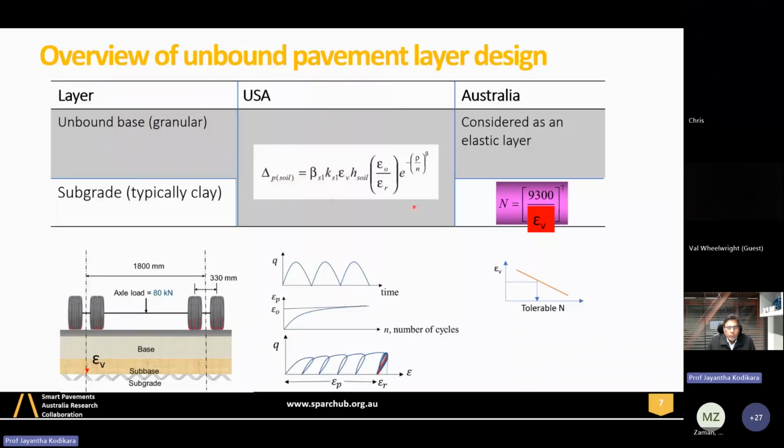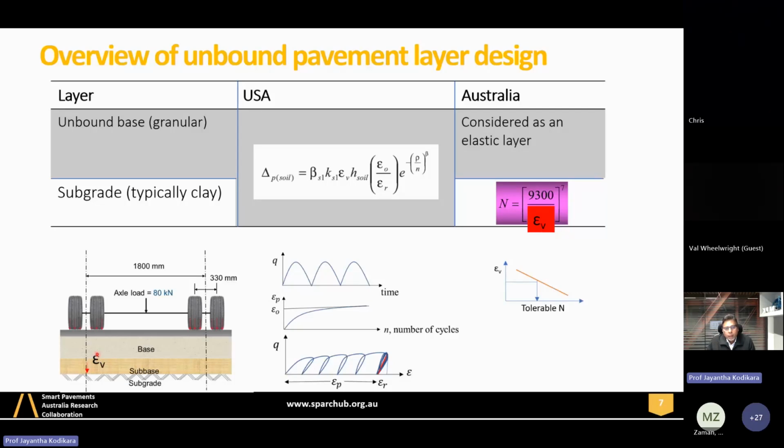So with this approach, unbound layers can come in thick asphalt concrete pavements as well. Still, you can get a contribution to rutting, so you can use these approaches even for those pavements. The basic assumption used in this USA approach is that the vertical elastic strain that comes to a layer can be used to compute the plastic strain.